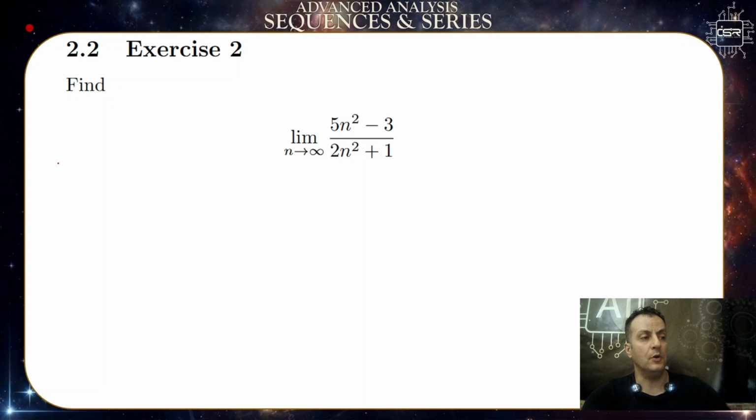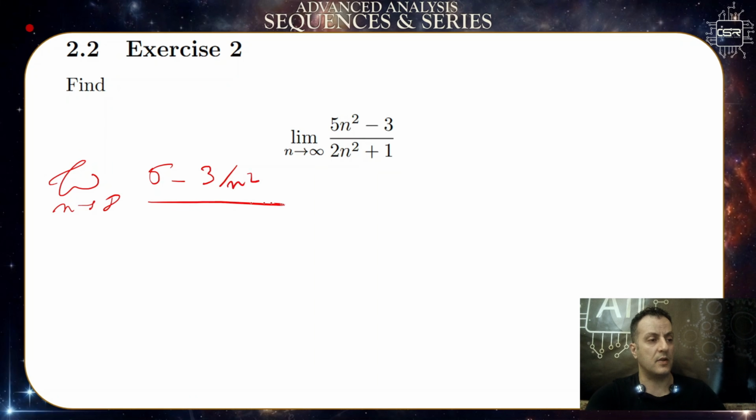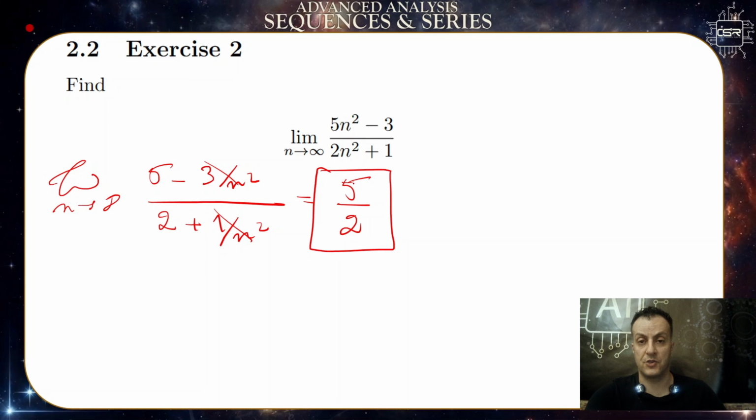Another similar example: find the limit as n approaches infinity of (5n squared - 3) divided by (2n squared + 1). Also, we divide by n squared both the numerator and the denominator. That gives 5 minus 3 over n squared, divided by 2 plus 1 over n squared. As n approaches infinity, these two approach 0, so the limit is equal to 5 over 2. Hence, this sequence converges, and its limit is 5 over 2.